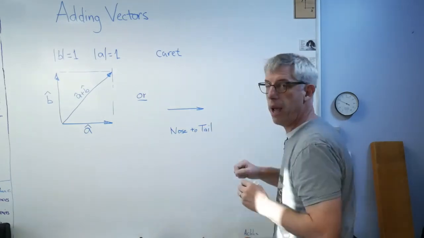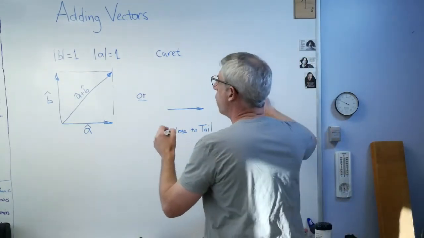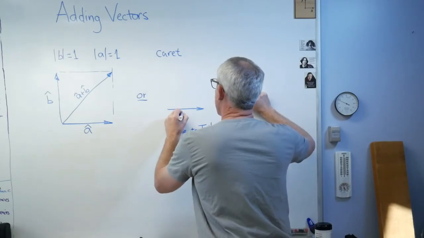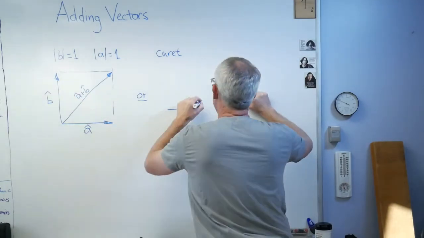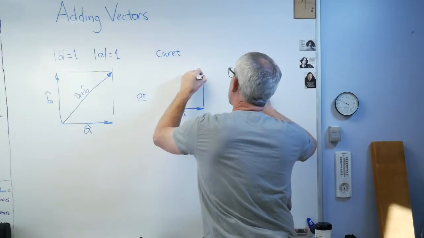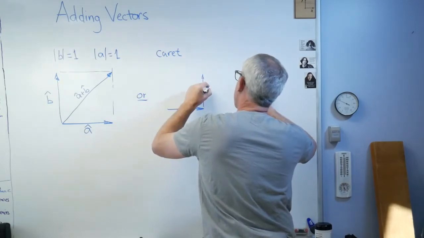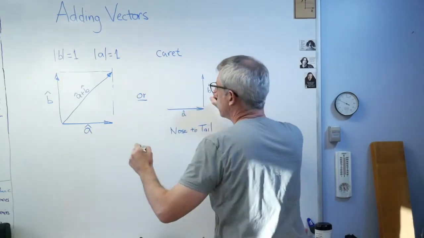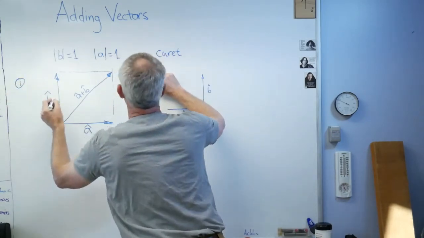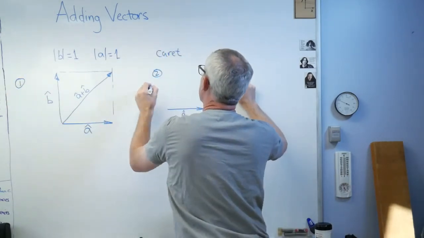And if you want to see how to add two vectors, you simply stick one on the end of the other one. This is A, and I'm going to take B and place it right there. Okay, so this is method number 1. I'll call this method number 2, I guess.